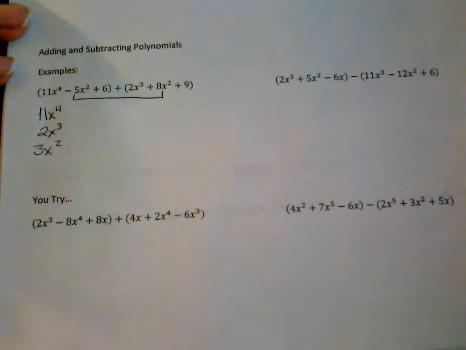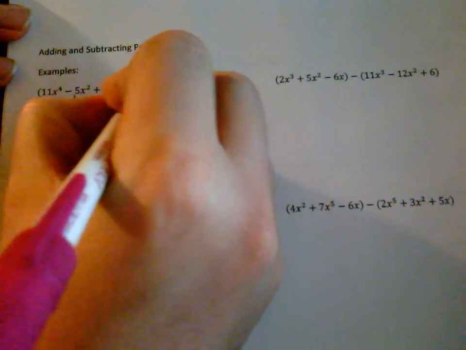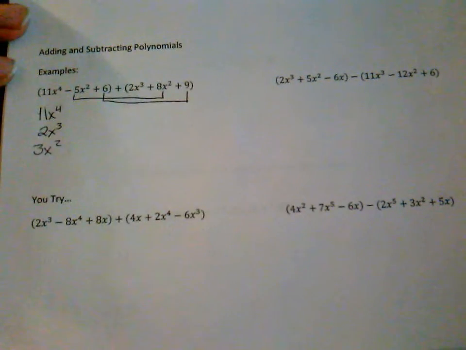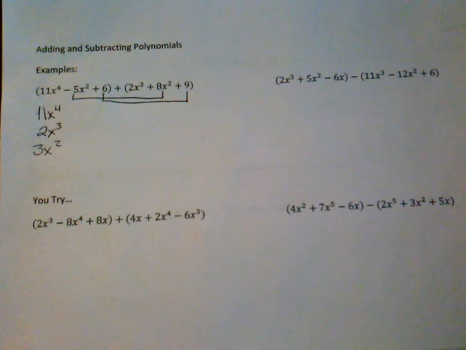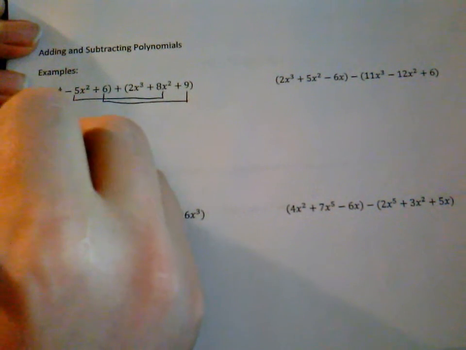Our next and last is the 6 and the 9. Well, the 6 and the 9 do not have any variables behind them, so they are like terms as well. So we're going to add positive 6 plus 9 equals 15.